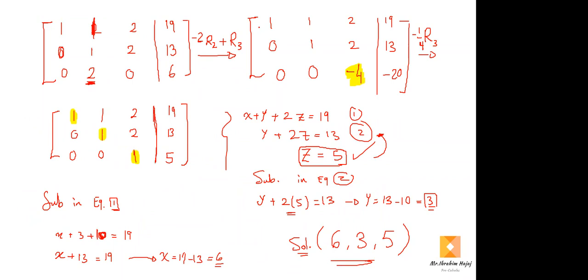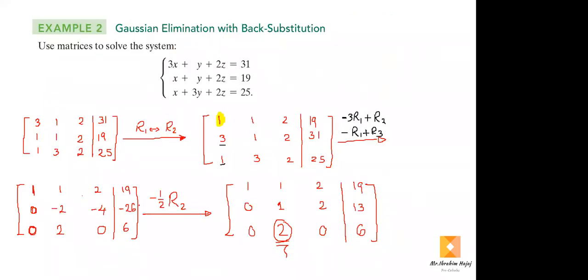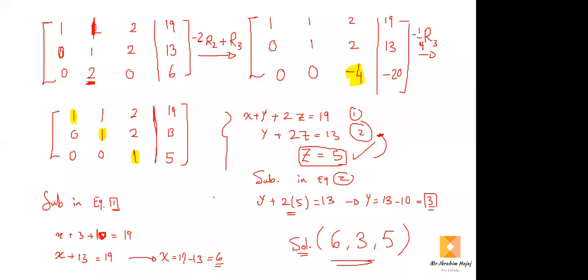I didn't understand the whole question, the step after we finish changing the matrix. After we finish the matrix, here is the place of x, here is the place of y, and here is z, right? So we can say 1x plus 1y plus 2z equals 19, equation 1. Equation 2, from the second row: 0x, no x, plus 1y plus 2z equals 13.